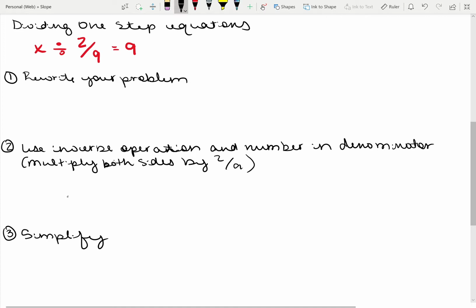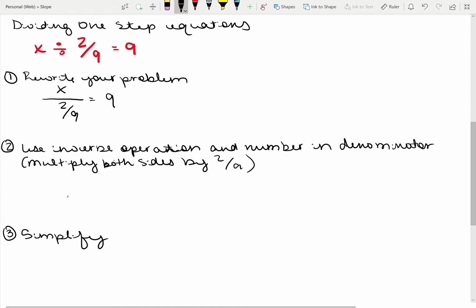So the first thing I want you to do is just rewrite your problem. And what I mean by that is I would like for you to rewrite it as x over 2/9 is equal to 9. Okay? And there's a reason for us rewriting our problem this way. I know that a lot of you are used to seeing your division problems this way, and of course with whole numbers only, and with there being a whole number in your denominator.